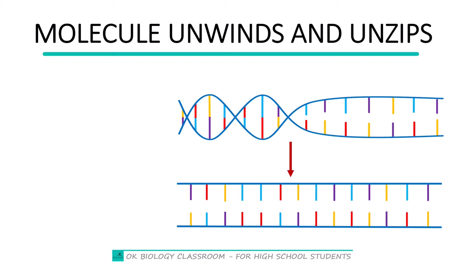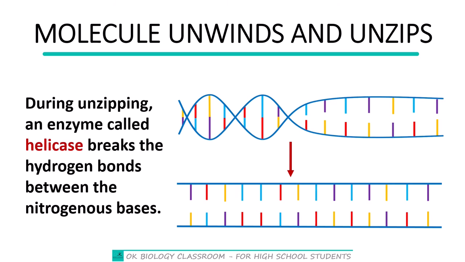The only information that I would like to add in this case is the enzyme involved in the unzipping process. The enzyme is called helicase. So here I'm saying that during unzipping, an enzyme called helicase breaks the hydrogen bonds between the nitrogenous bases, and that is what leads to the formation of the 2 strands of DNA. It starts from one end of the DNA molecule to the other end.